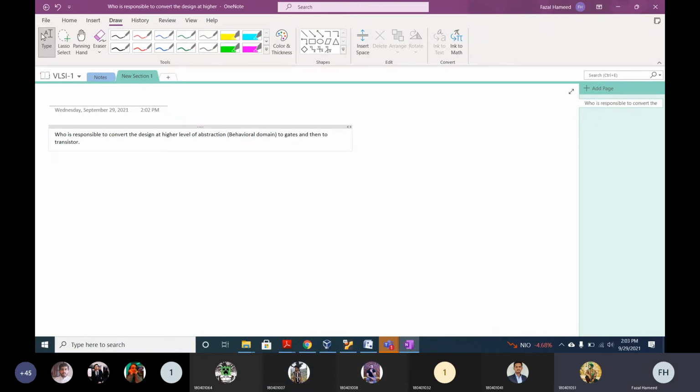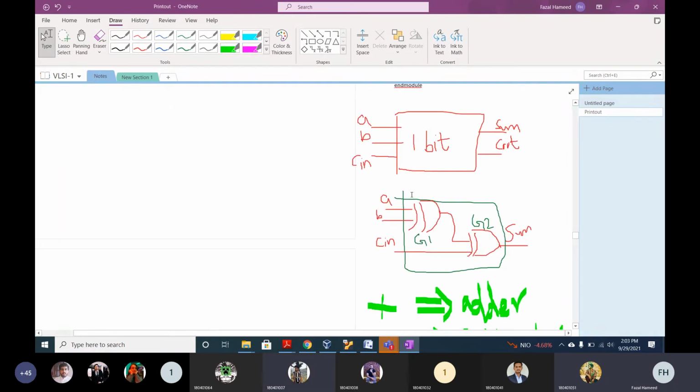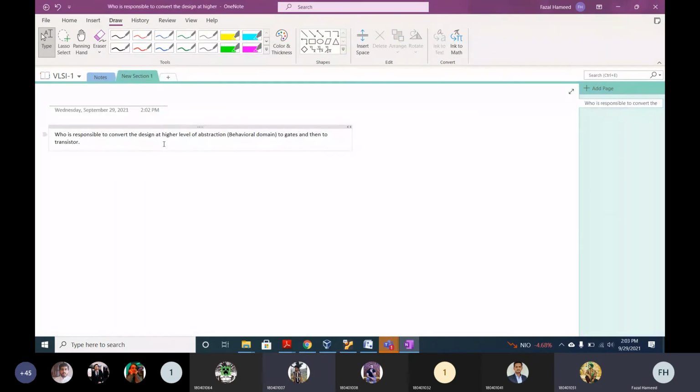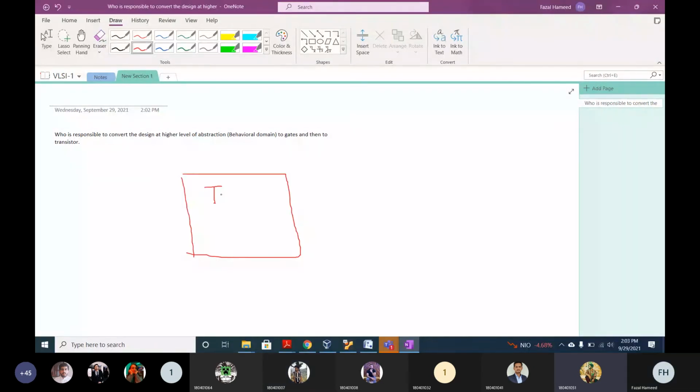Now we will not use a compiler. Compiler is only used for application program written in C++. This is not C++. This is a very long process. No. So there is a tool that transforms the design at a high level of description, that is the behavioral description, into transistors.